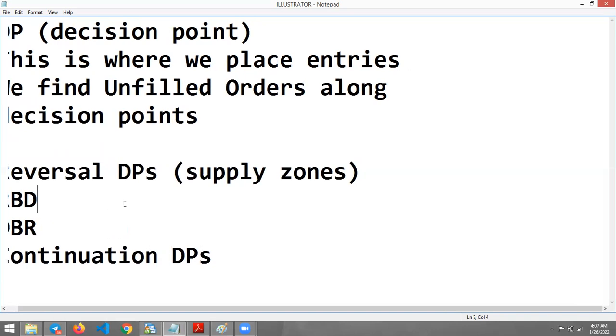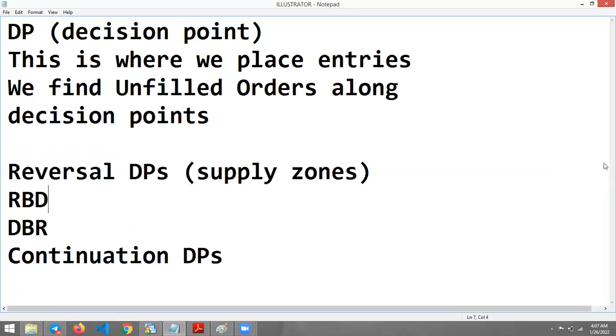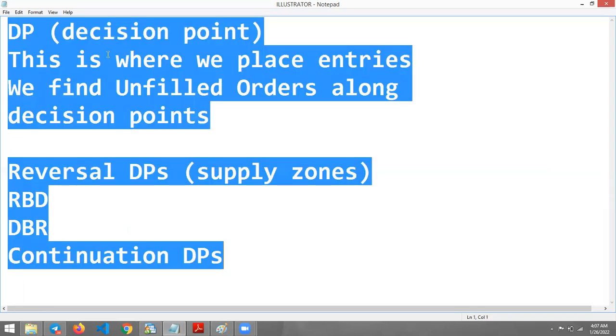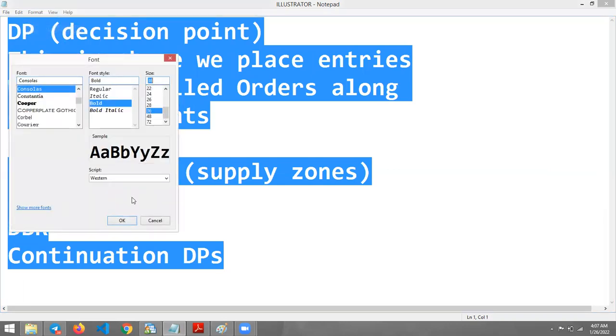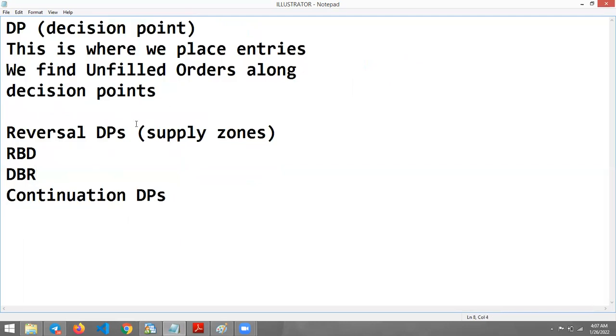Then under, my fonts are too big. Just give me a moment. I think 36. Yeah, this is now better. So under continuation decision points, we have what we call the drop, base, drop, and then the rally, base, rally. So now continuation. Yeah, let me leave that at that.